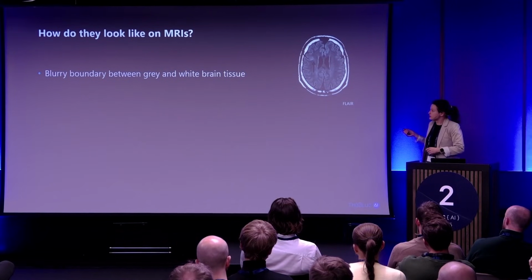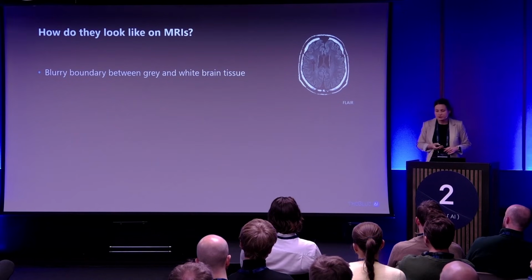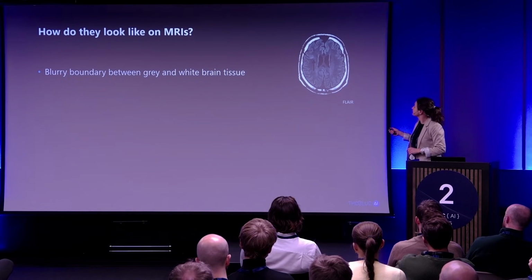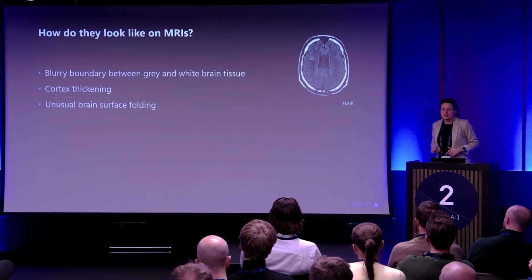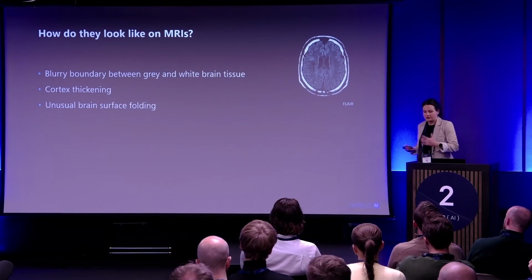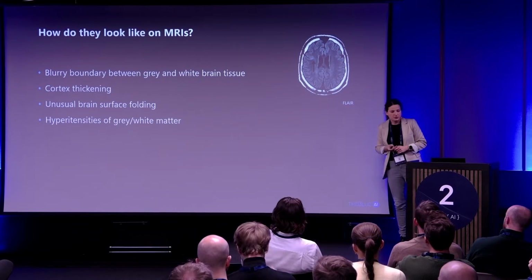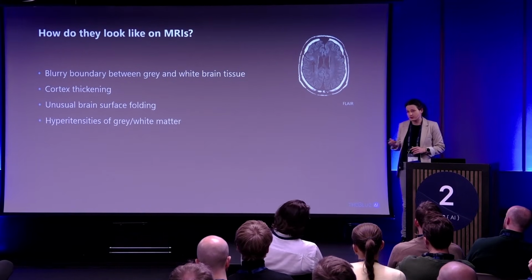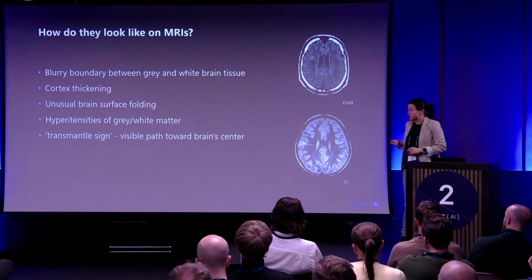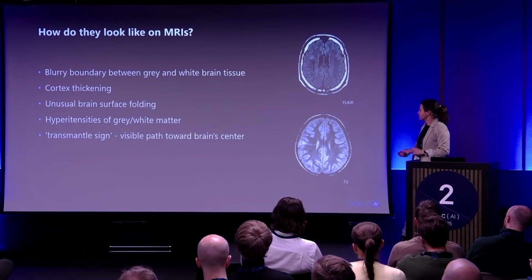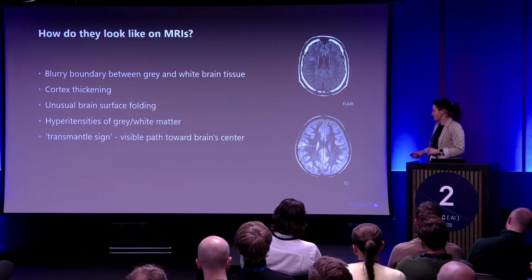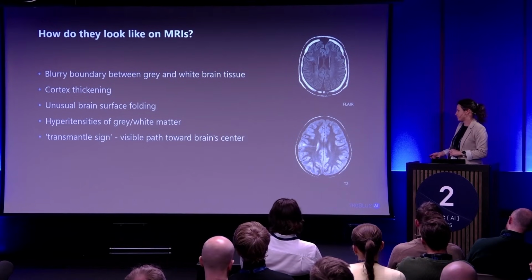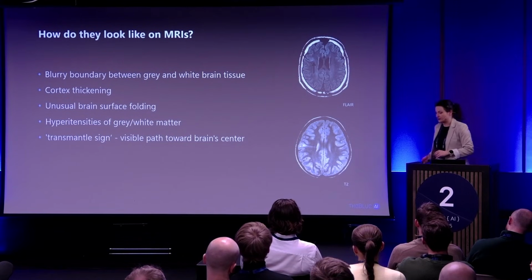First of all, it's a blurry boundary between the gray and white matter, which you can see on the first picture right here. There can also be thickening of the cortex, the unusual duration or unusual folding of the human brain, hyperintensities, which is also quite important, as well as the transmantle sign. This is another very specific feature, which you can see on the second picture right here, which is like a visible path towards the brain ventricle or towards just the brain center.